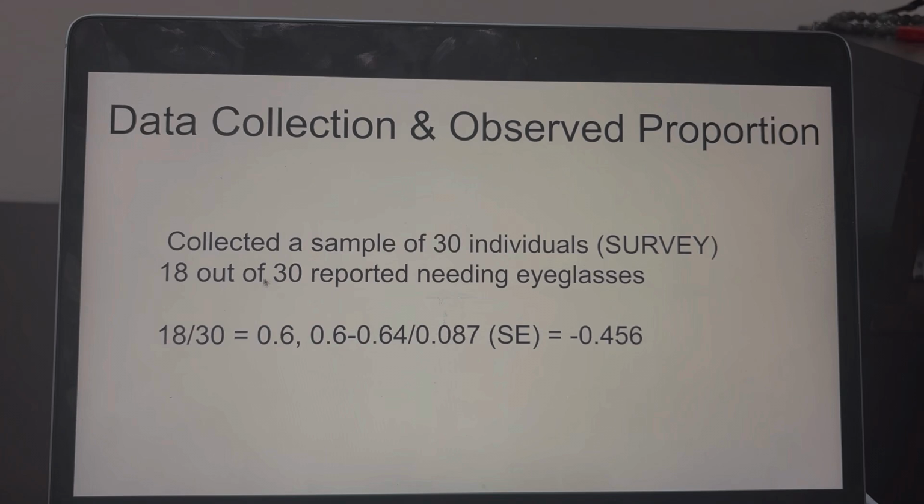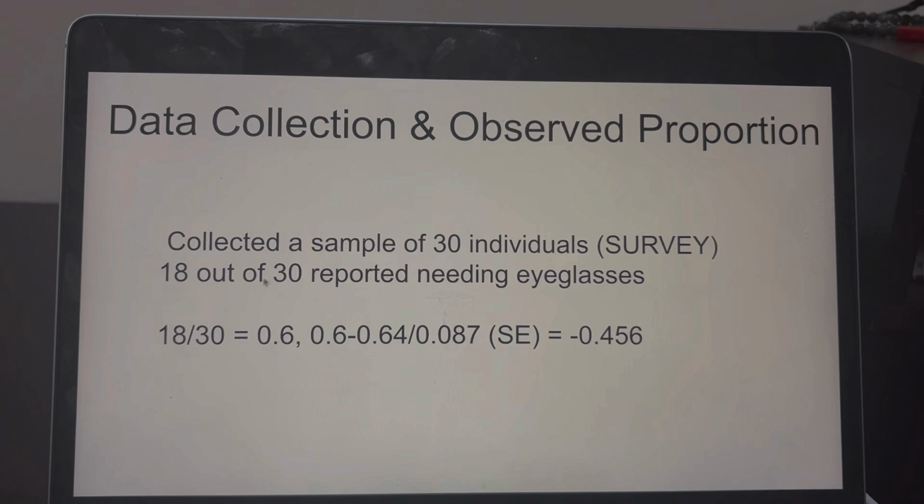Data collection and observed proportion. I surveyed 30 people and collected a sample of 30 individuals, and what I got was that 18 out of 30 people reported that they are needing eyeglasses. So the observed proportion is 18 out of 30, which is 0.6.